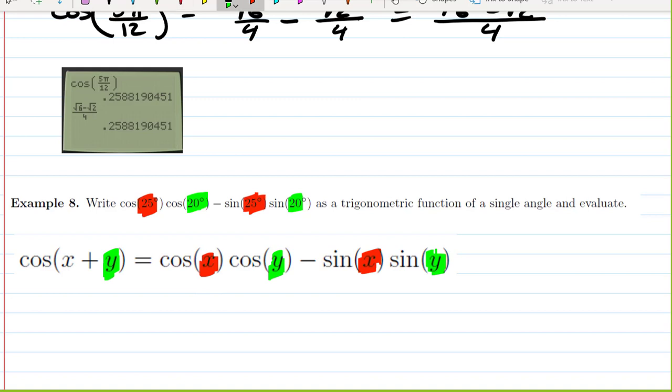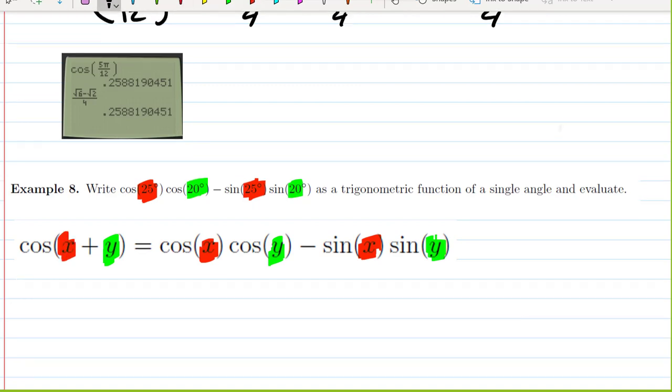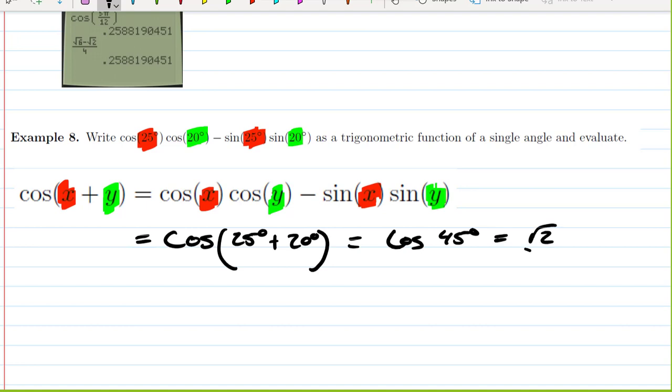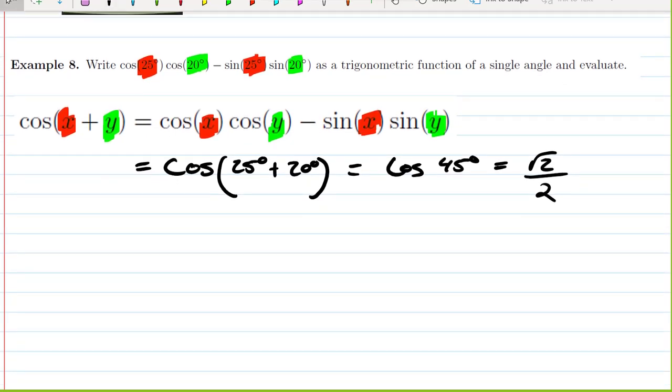So we plug them into this side, and so this is all going to be equivalent to the cosine of 25 degrees plus 20 degrees. So that's the cosine of 45 degrees. And if we look at our unit circle, the cosine of 45 degrees is root 2 over 2. So that would be our solution to that equation.